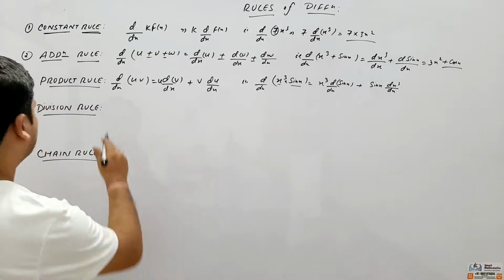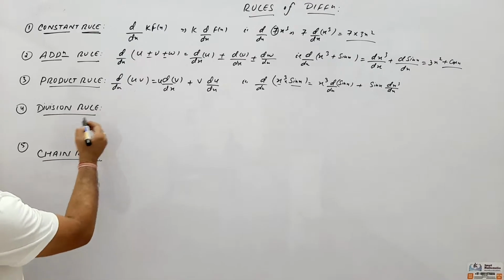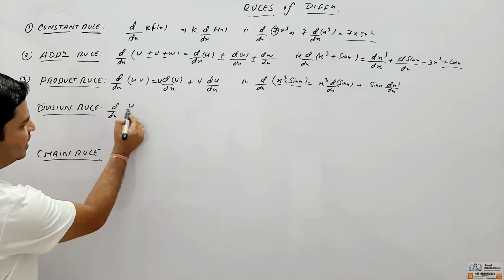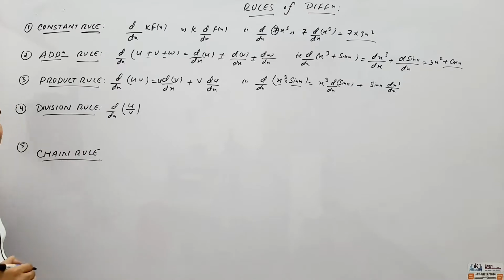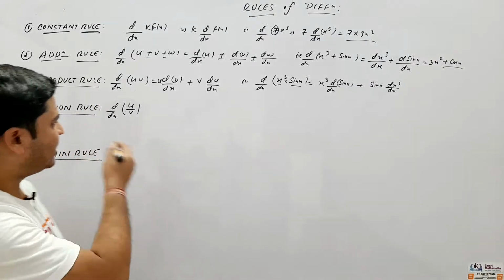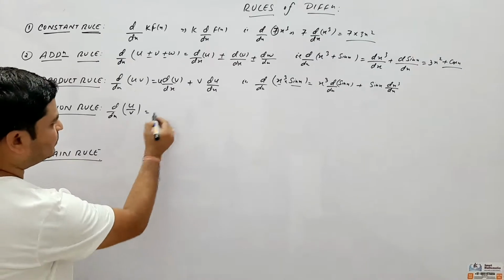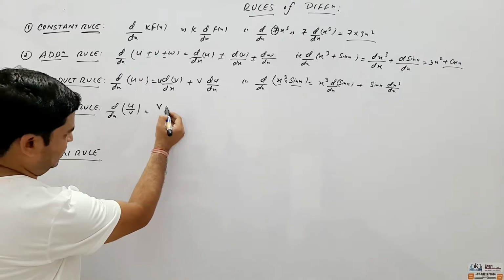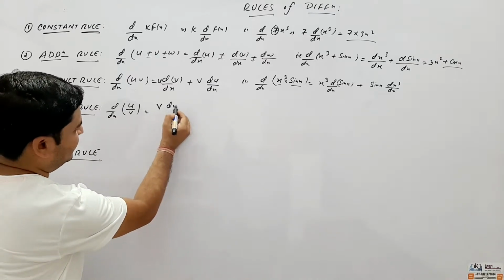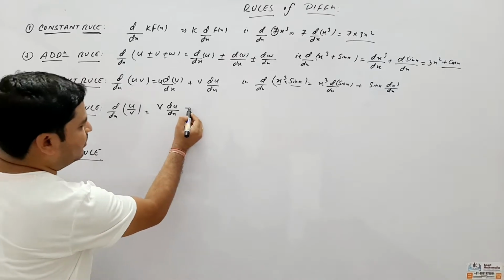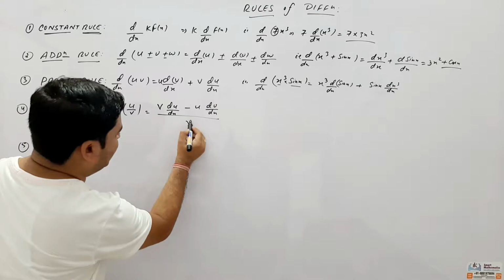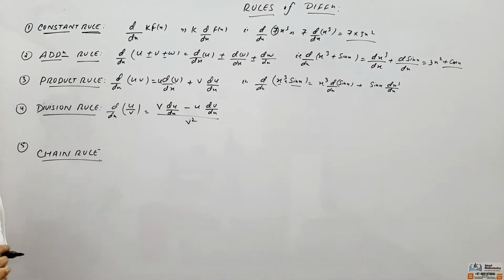Fine. Now our fourth rule is the division rule. Here, as the name says, when two functions are divided by each other, we will apply the division rule. This time keep in mind, v will be kept as a constant and we will differentiate the u function, minus u as it is and differentiate the v function, whole divided by v square. Don't forget this term.